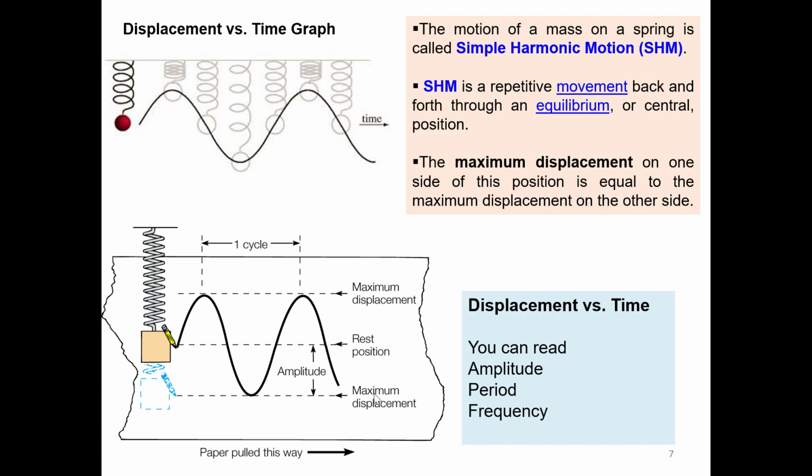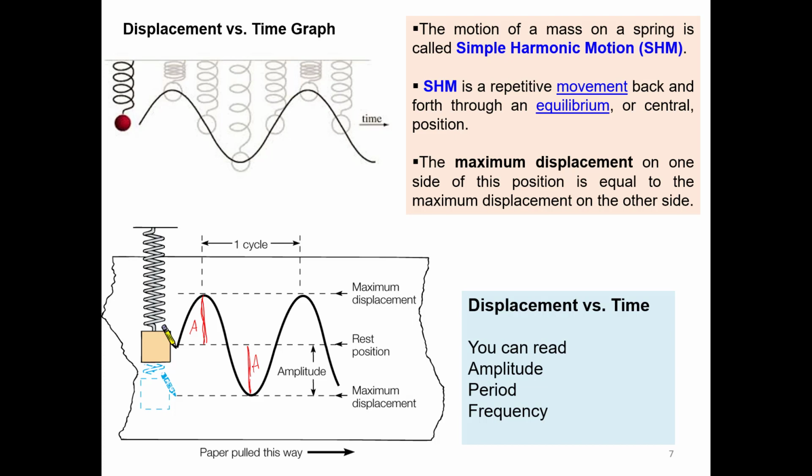And why is this graph, the displacement versus time graph for a vibrational motion, important? Because if we have this graph, we are able to read, for example, the amplitude, which is the maximum displacement from the equilibrium position. If this is the equilibrium position, then this will be the maximum displacement. In other words, this will be the amplitude. And also this will be the amplitude in the other direction.